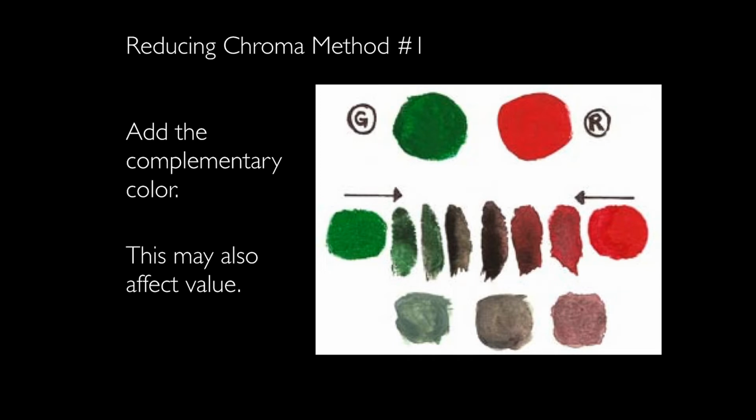But the first method for reducing the chroma is to add the complementary color. So we'll talk about this more in a minute, but the complementary color is the color that is across the color wheel from something. So it's the opposite color. It is always a primary and then the secondary that's mixed from the 2 other primaries. So you see on the screen red and then green, which is mixed from blue and yellow. So complementaries are opposite one another. If you add a little bit of the opposite into a color, it will dull it down and reduce the chroma. It may also affect the value and darken things down, so that's something that's worth being aware of.